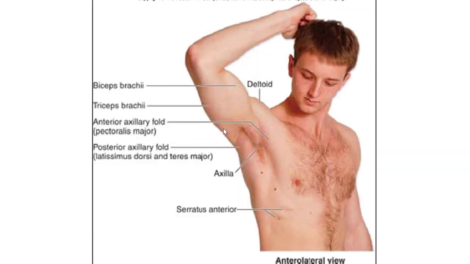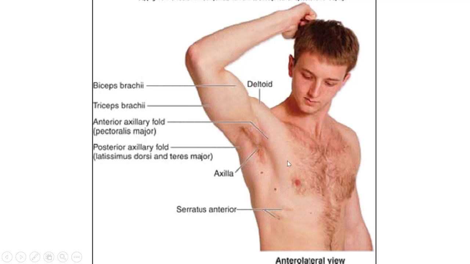The walls. The anterior wall is formed by the pectoralis major in front and the clavipectoral fascia, which includes the pectoralis minor and subclavius, all deep to the pectoralis major. The clavipectoral fascia is part of the deep fascia that includes the pectoralis minor and subclavius and is attached to the clavicle. The pectoral fascia is part of the deep fascia that only includes the pectoralis major.